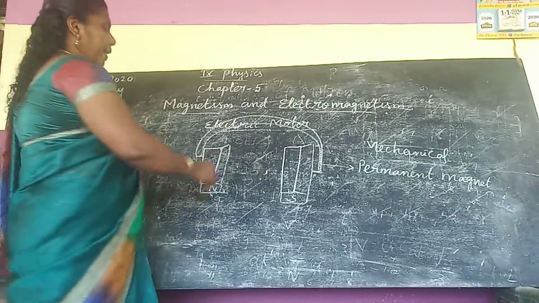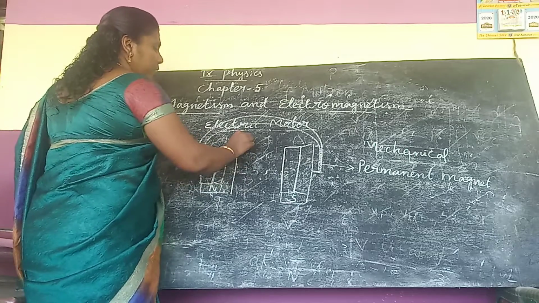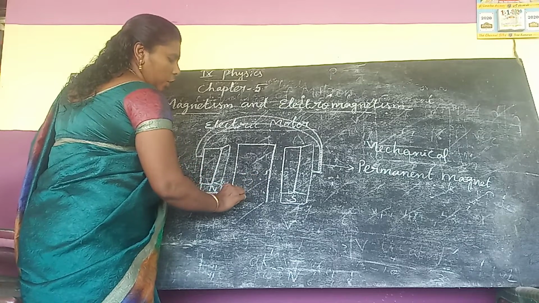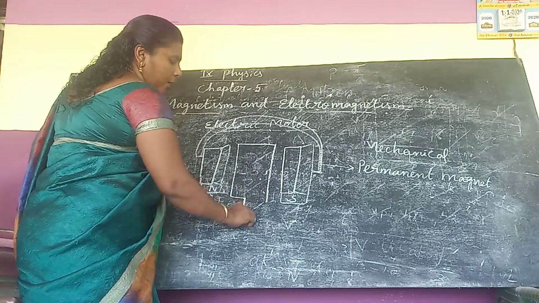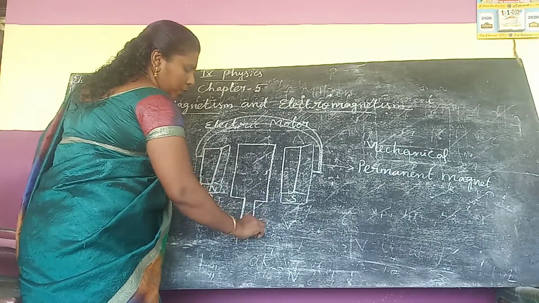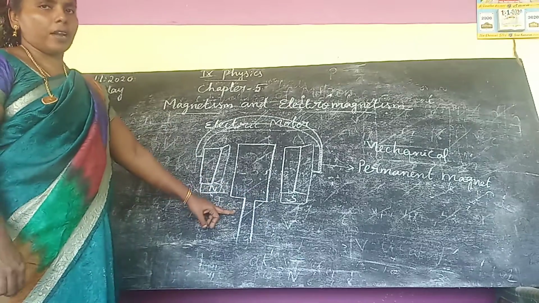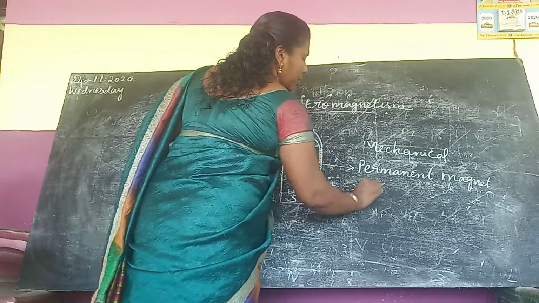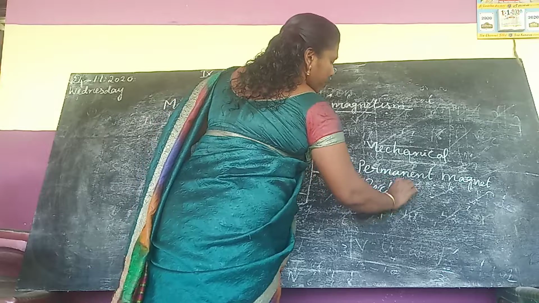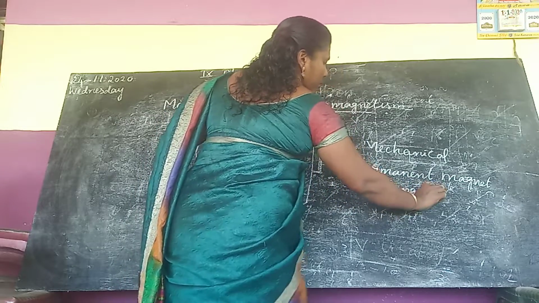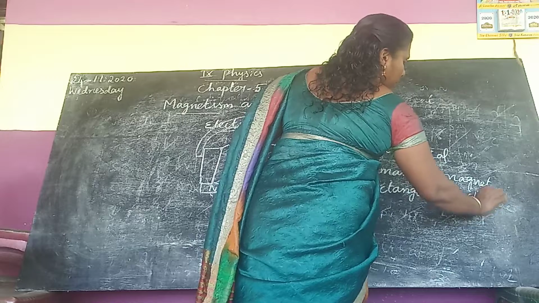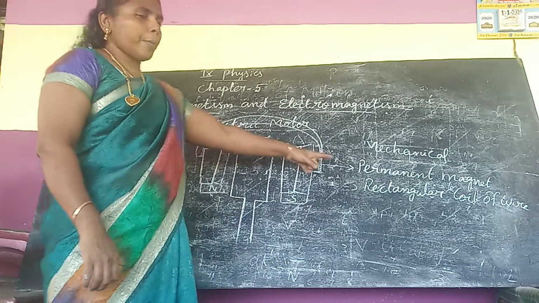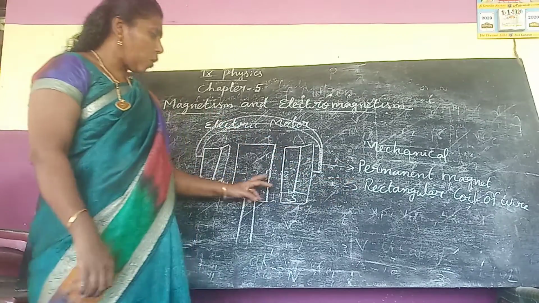In between the magnet, we have to attach a rectangular coil of wire. What is this? Rectangular shape. So we use a rectangular coil of wire. First the permanent magnet, next the rectangular coil of wire.